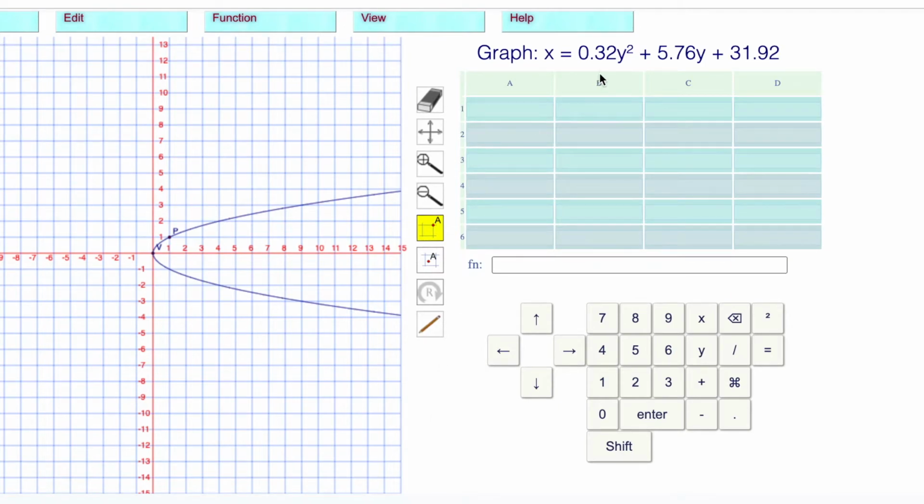Welcome to level 14. We're graphing x is equal to 0.32y squared plus 5.76y plus 31.92. Let's go and look at our equations.